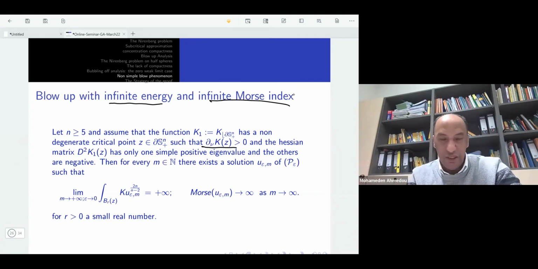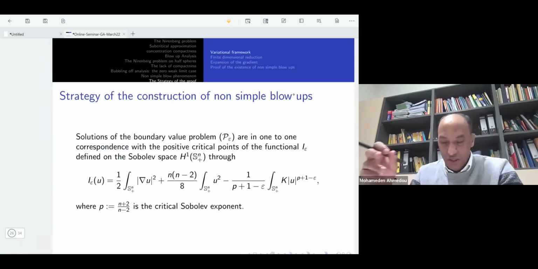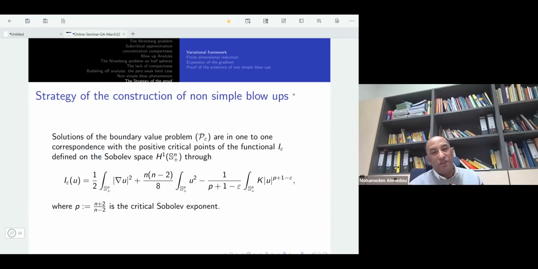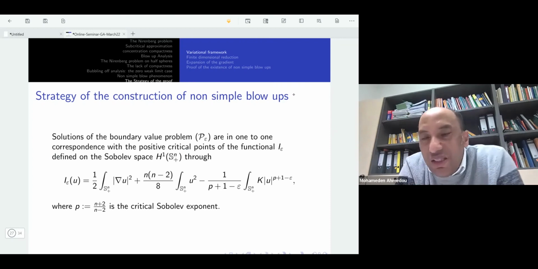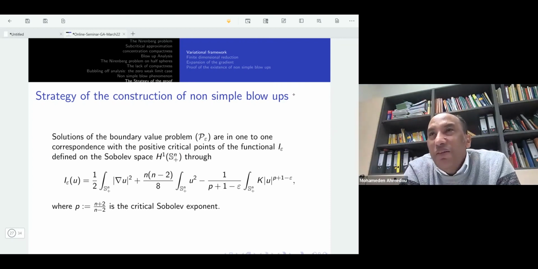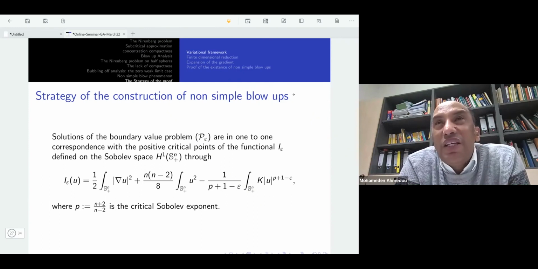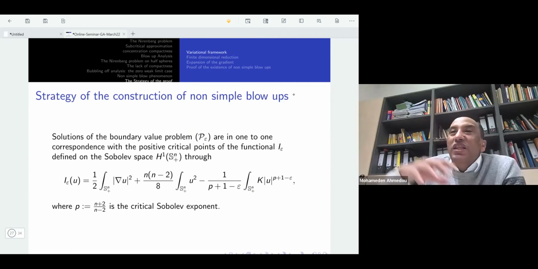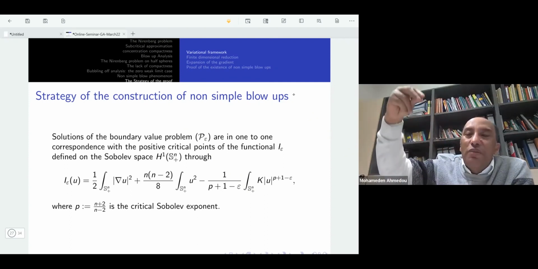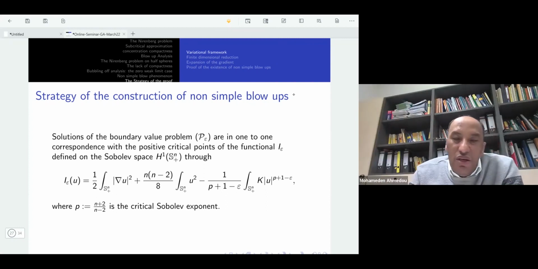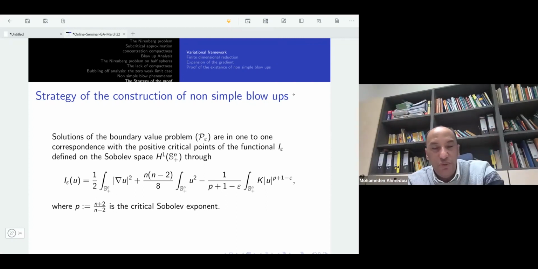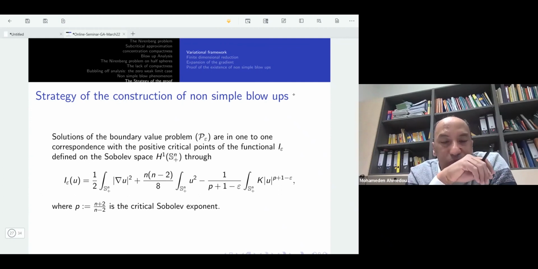So in the last maybe 2 or 3 minutes, I would like to explain the strategy of the construction. The strategy is not complicated, maybe somewhat technical. It is based on the Lyapunov-Schmidt reduction combined with some refined expansion of the gradient in the neighborhood where you want to build this multi-bubbling solution. So let me, in the next 2 or 3 minutes, say something about it. So first, you know that your problem has a variational structure.